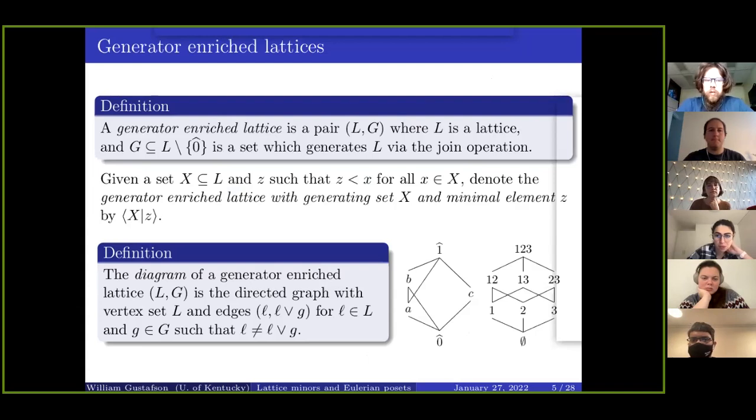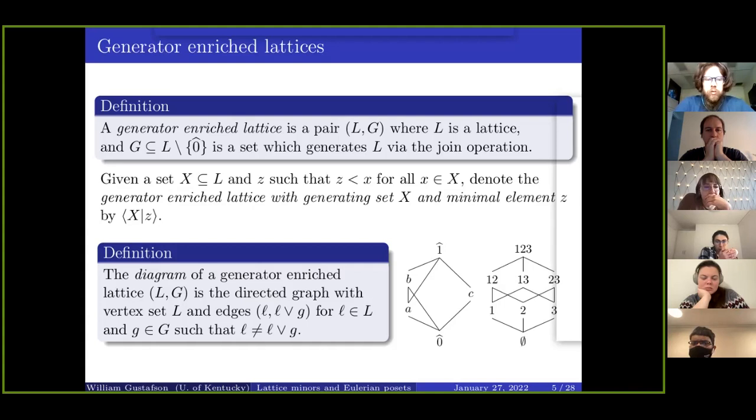Now, a generator-enriched lattice is a pair consisting of a lattice L and a generating set G, which does not contain the minimum element. And furthermore, it generates the lattice via the join operation. Some notation for this: if I already know an ambient join operation, so I have a lattice and I'm going to specify another generator-enriched lattice inside of that, I can do this just by telling you the generating set and the minimal element. And so I'm going to denote that with these angle brackets, X for the generating set, bar, Z for the minimum element.